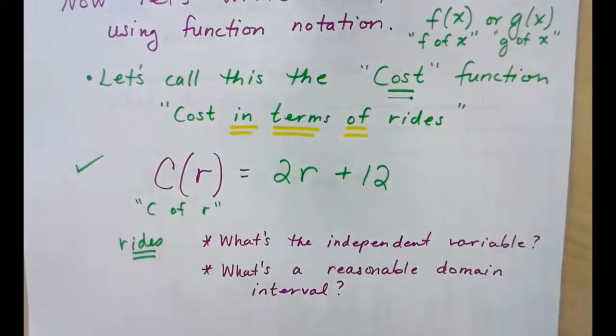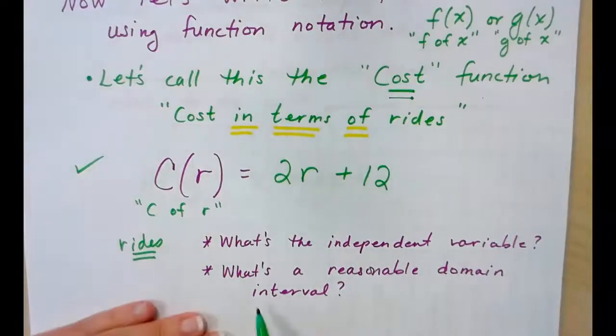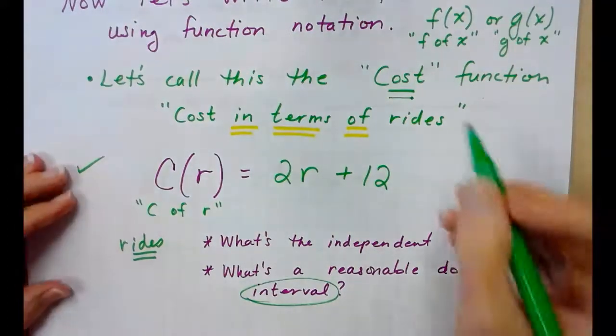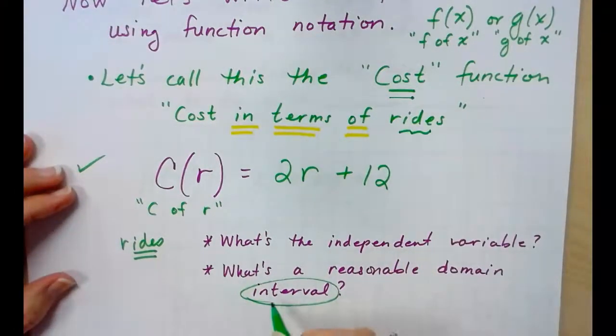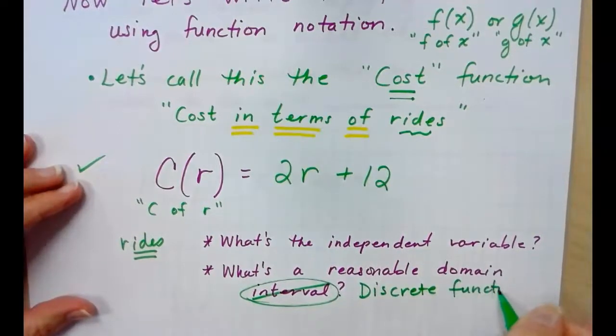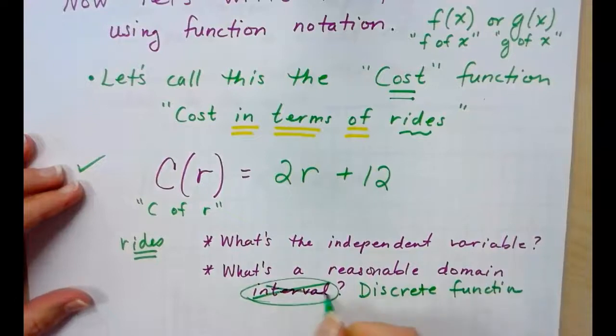Now here's a new question for us to consider. What is a reasonable domain interval? Well, first of all, is it really going to be an interval? Let's think about this. Is this going to be a discrete function or a continuous function? Well, if it's going to be by the ride, I do believe we shouldn't ask for an interval because this is a discrete function. So a reasonable domain would not be an interval but a roster.